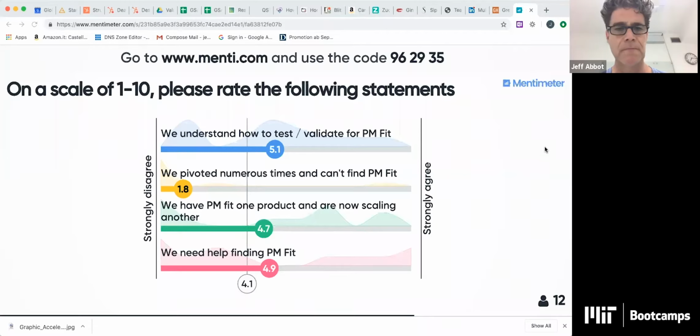Okay, great. So it looks like it's a fairly balanced set of responses here. About half the group feels strongly that they understand how to test and validate for product market fit. Another group believes they need some help. So we will take all of this excellent feedback into consideration.